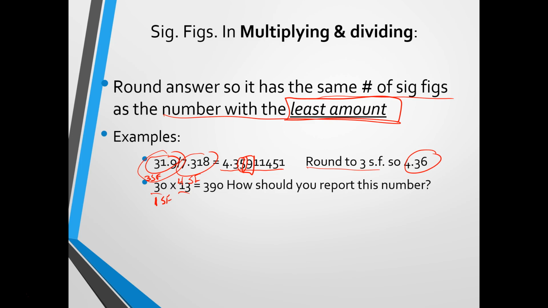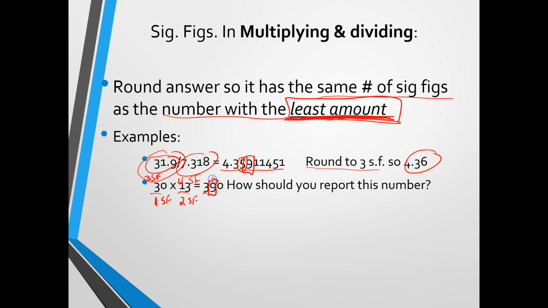We look at 13. Well, 13 has 2 non-zero numbers, which means they're both going to be significant. So in this case, we have 2 significant figures. We go back to the number with the least significant figures, and that's how many significant figures our answer has. So our answer should have 1 significant figure. So looking at 390, that means that we stop here. But we have numbers after that, so we have to do some rounding.